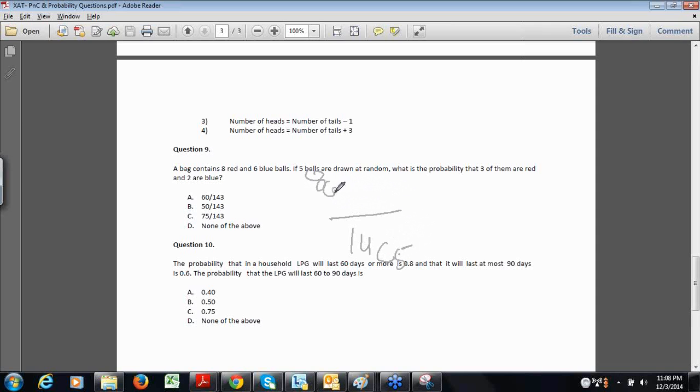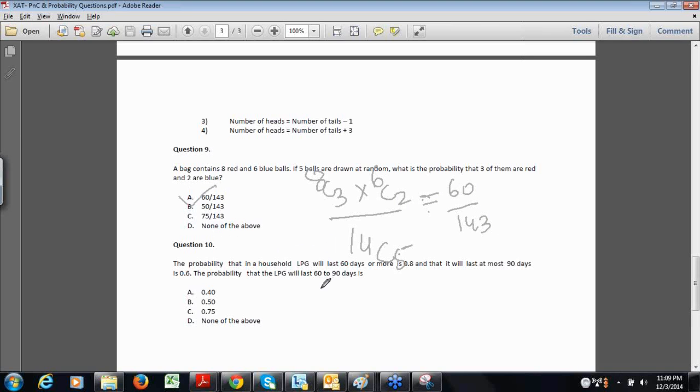So 8C3 into 2 are blue, so 6C2. This will be the answer, whatever comes out to be. It will be 8C3 into 6C2 upon 14C5. It will come out to be 60 by 143. We'll go ahead and mark option number A, 60 by 143.